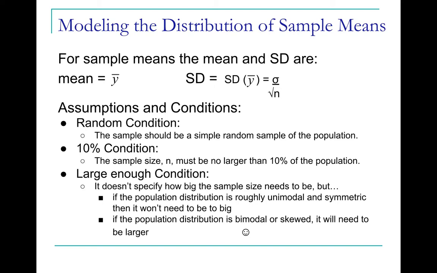There are assumptions and conditions for using a modeling distribution for sample means. The first two are the same, the random condition and the 10% condition, but the last one is a little bit different. So for proportions, we check the success fail, but for means, we check what is called the large enough condition. This condition is a little bit in the gray area because it doesn't specify how big the sample size actually needs to be. But if we have a population distribution that is roughly unimodal and symmetric, then it doesn't need to be too big. But if the population distribution is bimodal, skewed, or something else, then it's going to need to be a larger sample size.